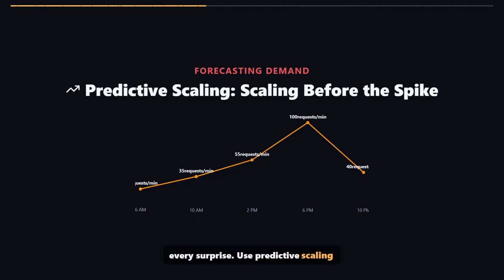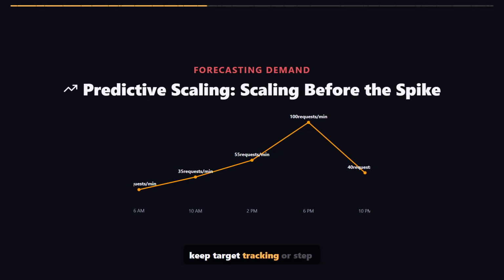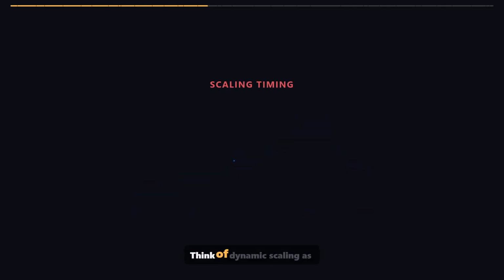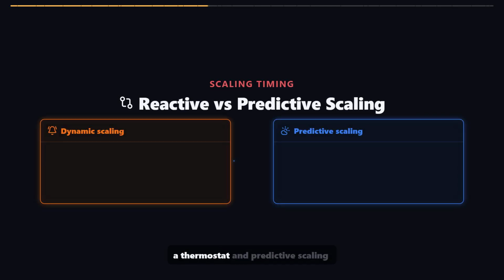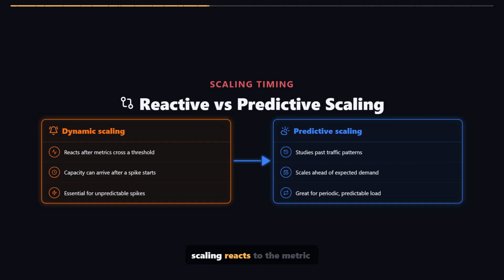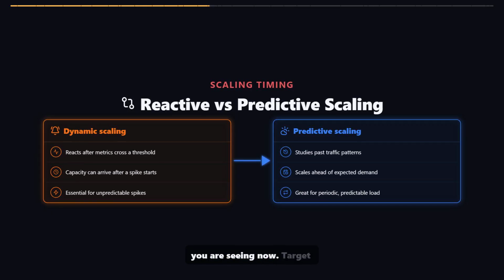Use predictive scaling for recurring demand patterns. Then keep target tracking or step scaling in place to respond when reality differs from the forecast. Think of dynamic scaling as a thermostat and predictive scaling as a calendar-aware forecast. Dynamic scaling reacts to the metric you are seeing now.